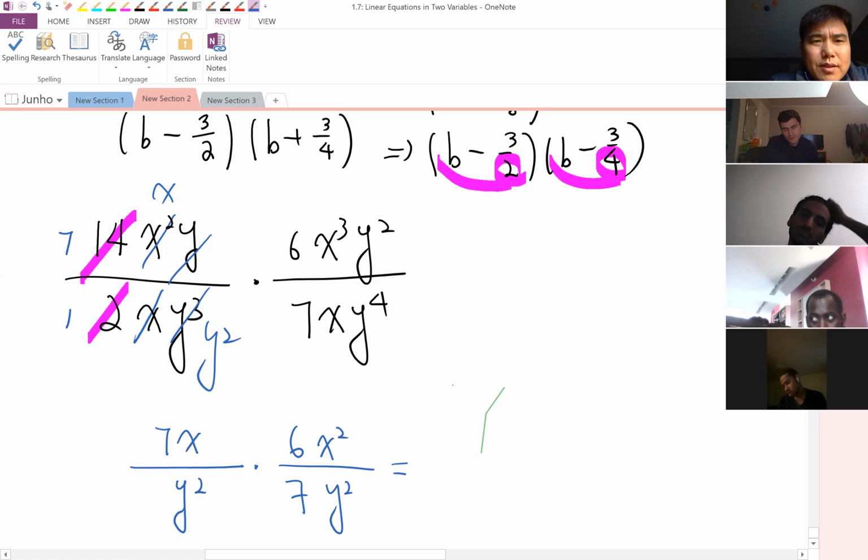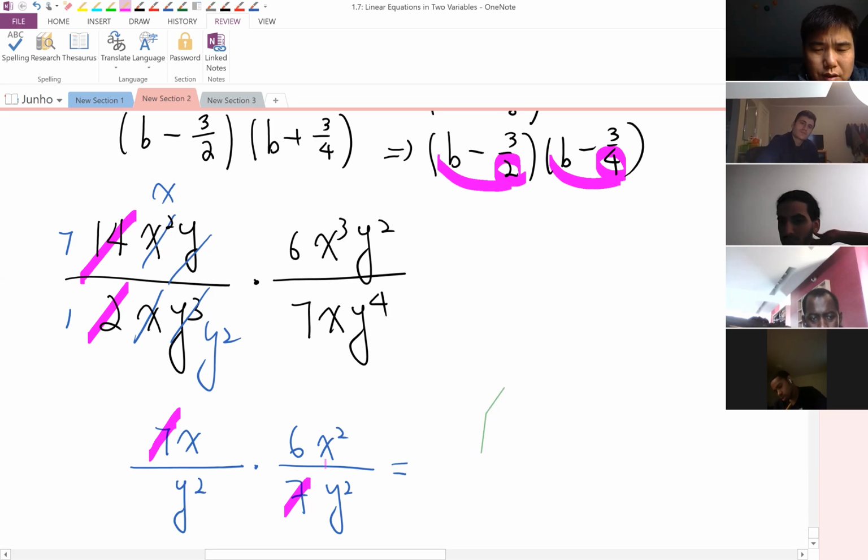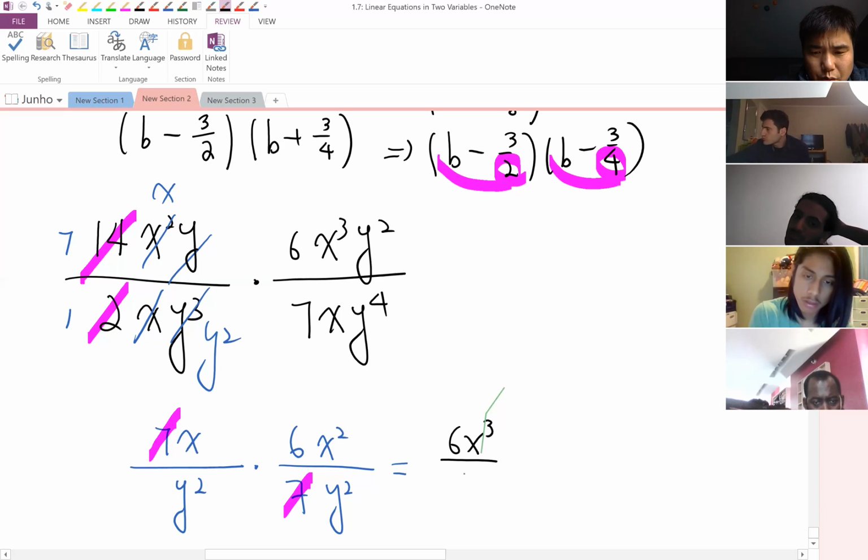By the way, can we cancel 7 and 7 in this case? Yes, we can, because one is in the numerator and the other is in the denominator, so it is possible. I think nothing else we can simplify. So the answer becomes 6x cubed over y squared, y to the fourth.